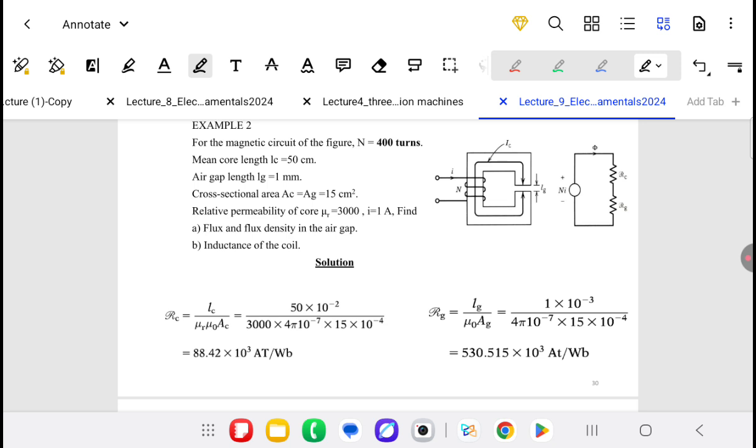We will now see another example. For a magnetic material having N turns equal to 400, length of core equal to 50 centimeters, and length of the air gap 1 millimeter, the cross-sectional areas of the core and the air gap are equal to each other, equal to 15 centimeter square, which we multiply by 10 power negative 4. The relative permeability of the core is mu r equals 3000, and the current I equals 1 ampere. We need to find the flux density in the air gap, and the inductance of the coil.